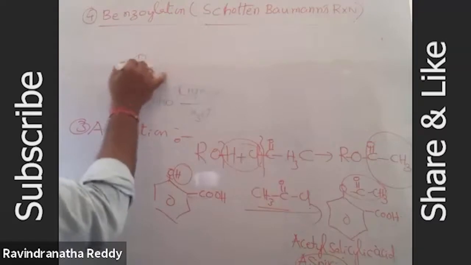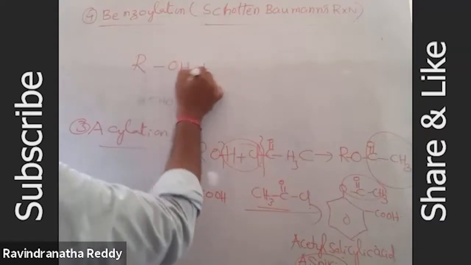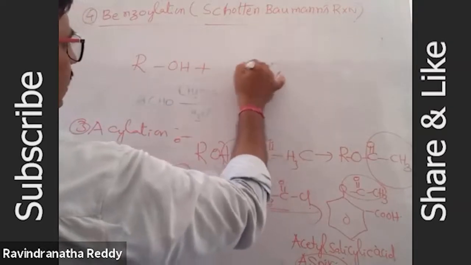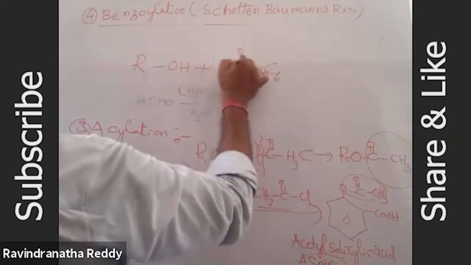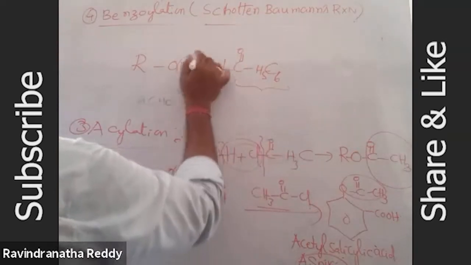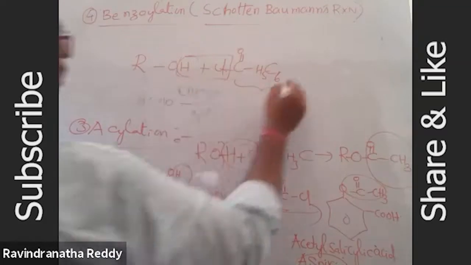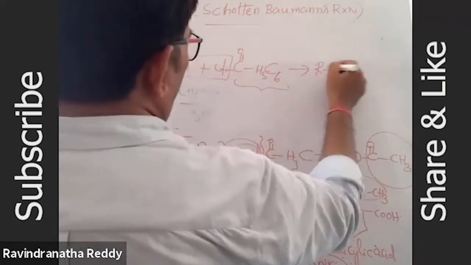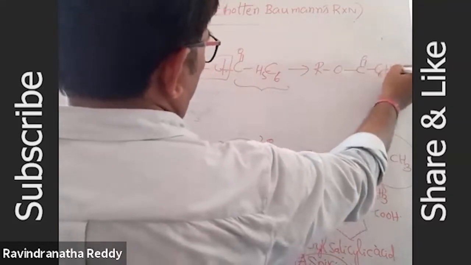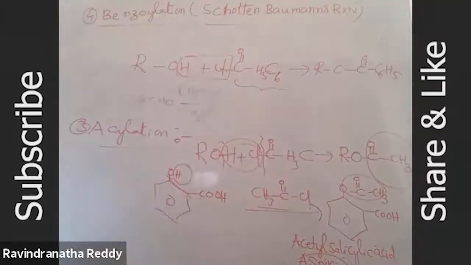Benzoylation of alcohol is called the Schotten-Baumann reaction. Benzoylation means C6H5COCl, benzoyl chloride. H is replaced by this group, and HCl goes outside. So benzoylation gives ROCOC6H5. Okay. So what is the name of this compound? This is benzoylation.